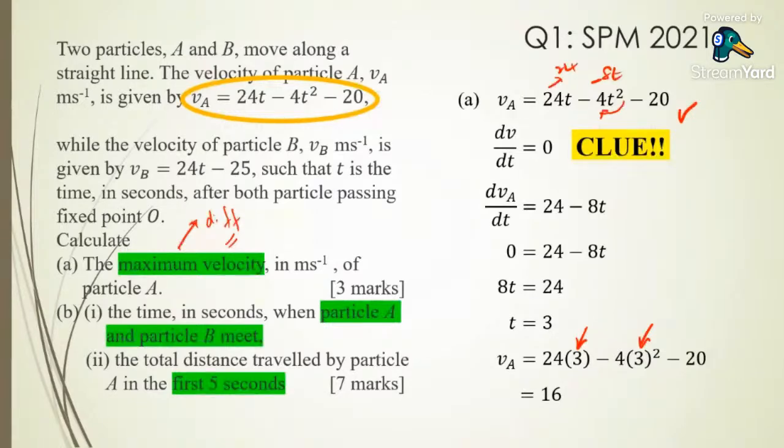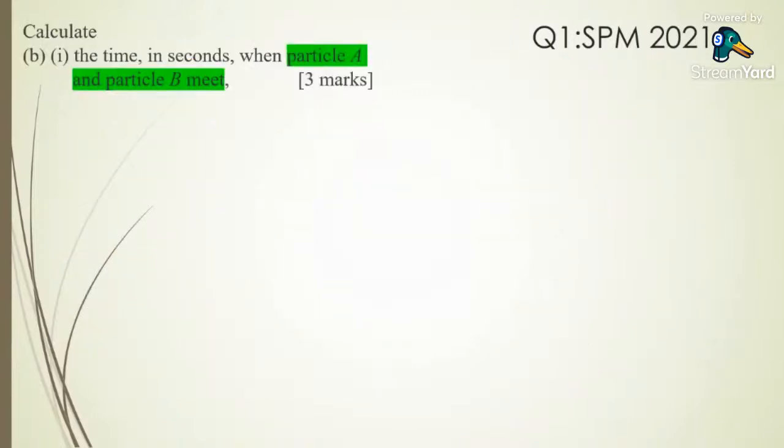Second slide dia tanya, calculate the time in seconds when particle A and particle B meet. Okay, seperti biasa, look for the clue. Apa maksud dia? What does it mean when particle A and particle B meet? Dia kan dari dua arah yang berbeza. So, that means somehow the thing that have to be the same one for them to meet each other ialah their displacement.